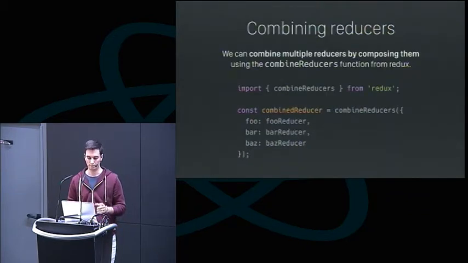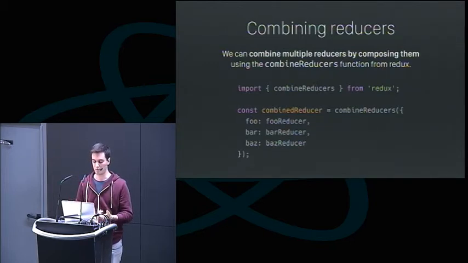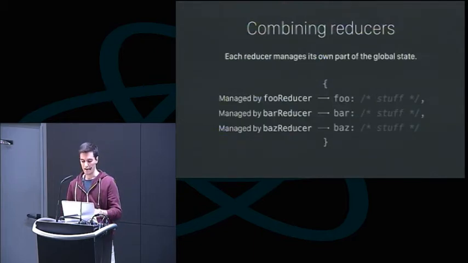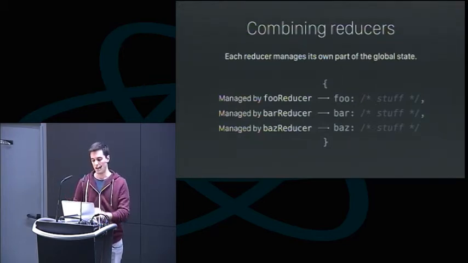As I said, we can also combine reducers by just composing the functions. Redux has a function that is combineReducers, and you just pass an object to it. The keys of that object correspond to the keys in the root object that holds the state. So if we pass an object with foo, bar, and baz, the foo reducer will be in charge of everything that is under foo, and the bar reducer will be in charge of mutating anything that is under bar.